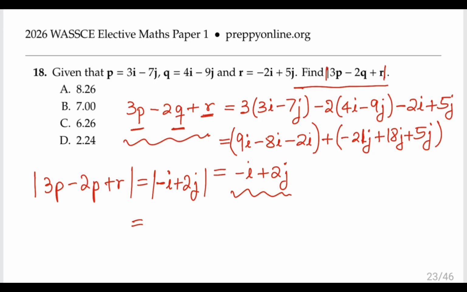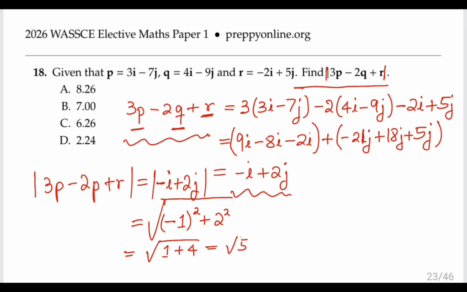And you find the length of a vector by squaring and taking the square root. So you square the coefficients, minus 1 squared plus 2 squared, all under the square root. And what does this give us? 1 squared is just 1, 2 squared is 4. So this is equal to the square root of 5. That's going to be the length. So you can punch this into your calculator and you'll find that it's equal to D.